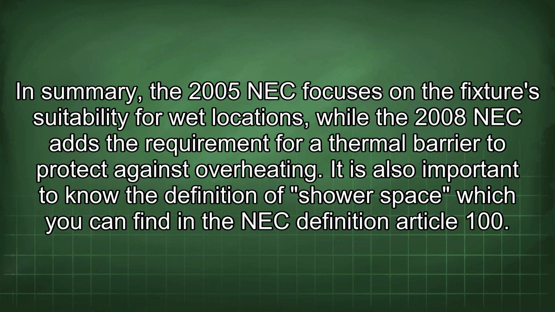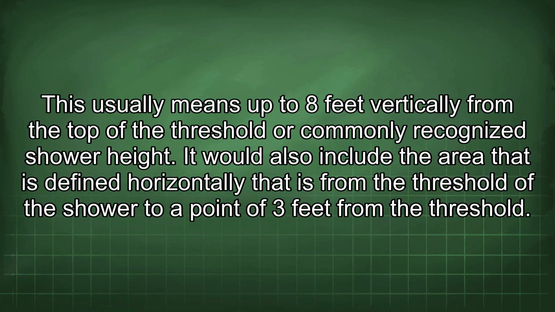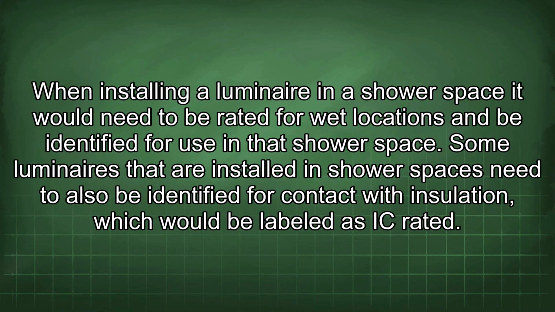It is also important to know the definition of shower space, which you can find in the NEC definition Article 100. This usually means up to 8 feet vertically from the top of the threshold or commonly recognized shower height. It will also include the area that is defined horizontally, that is from the threshold of the shower to a point of 3 feet from the threshold. When installing a luminaire in a shower space, it would need to be rated for wet locations and be identified for use in that shower space.